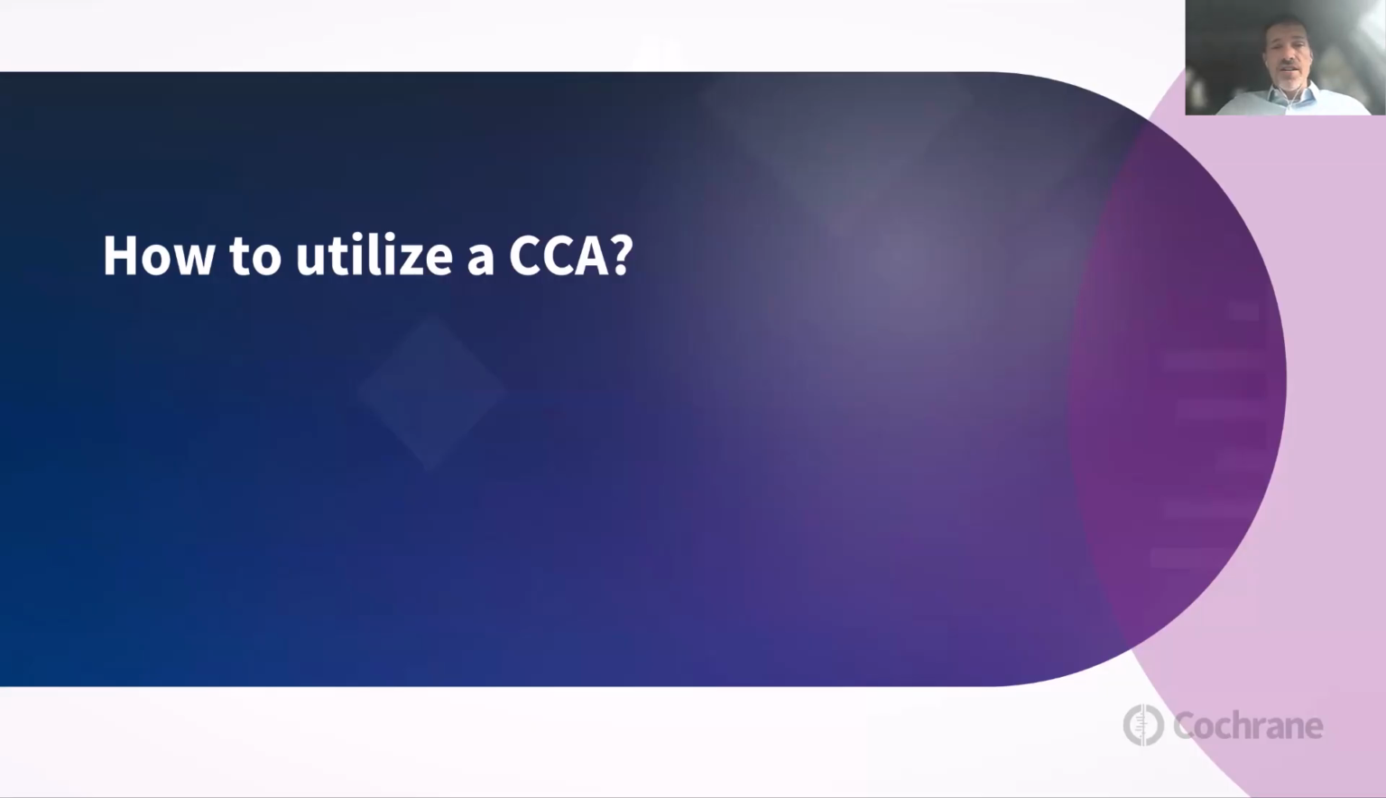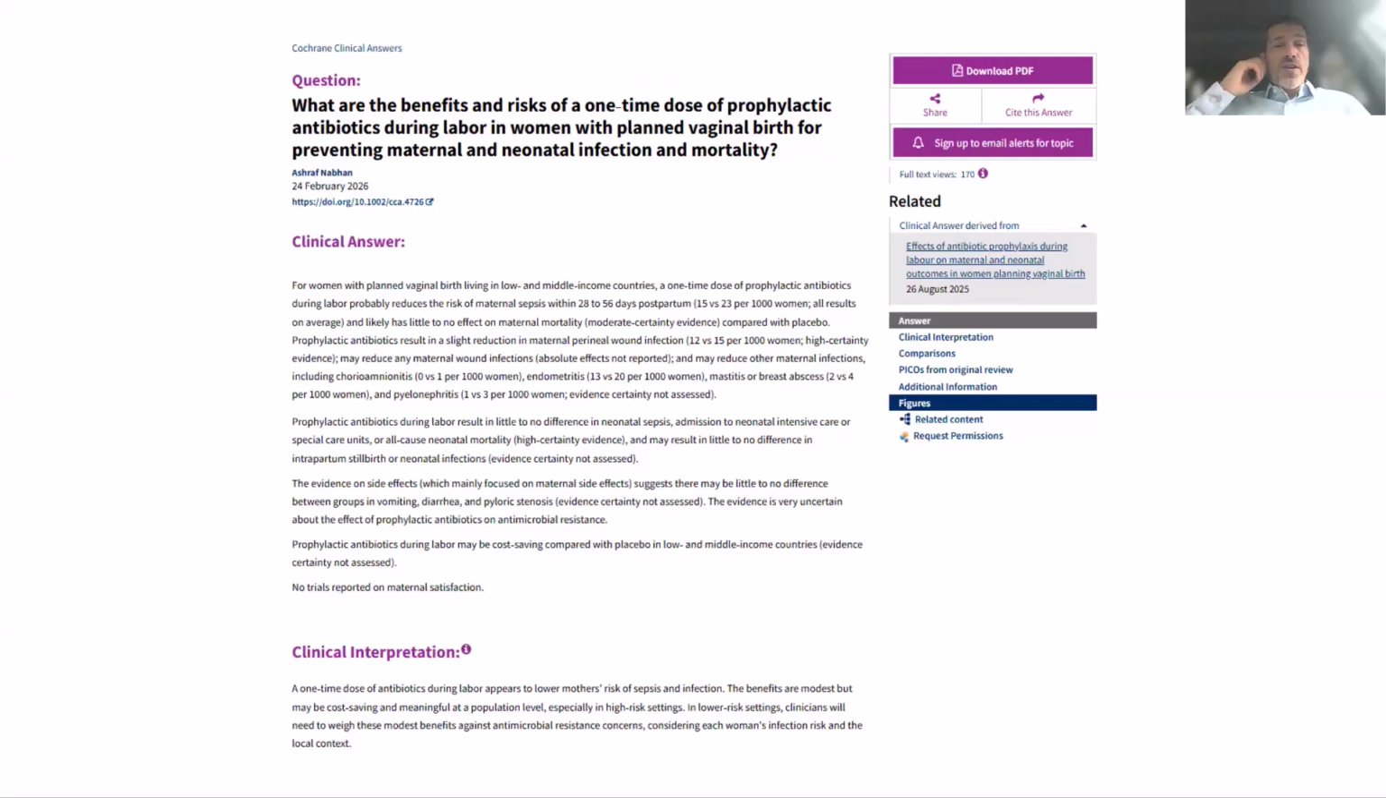And this is near and dear to my heart as a practicing clinician. I want to think about, okay, get to the bottom of this. How can you just tell me, how do I really utilize this? So a couple things to know. This is an example of one of our Cochrane Clinical Answers. This is really getting into the idea of prophylactic antibiotics during labor. This is for females with a planned vaginal birth. And we're thinking, is there a benefit or are there risks for a one-time dose of prophylactic antibiotics? That means antibiotics just given automatically during labor.